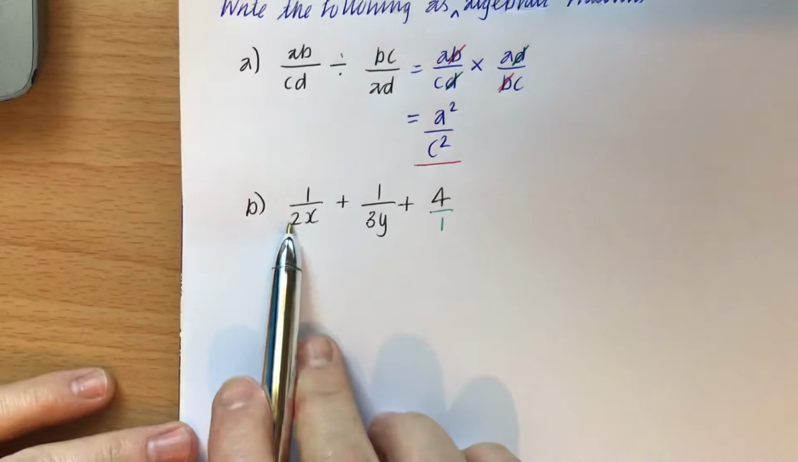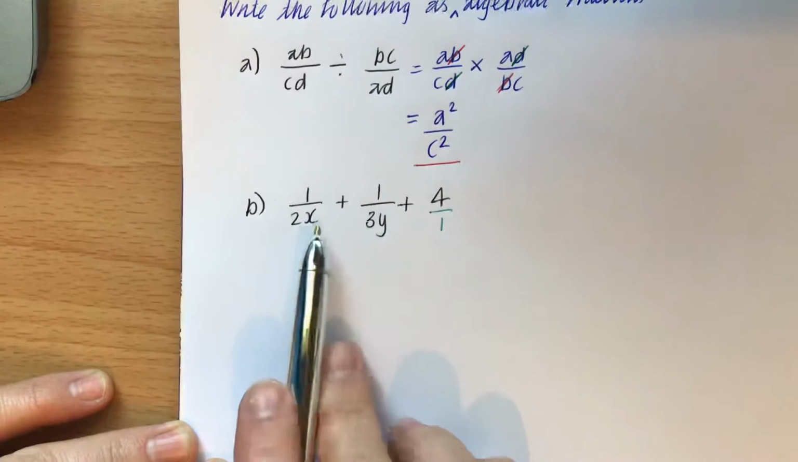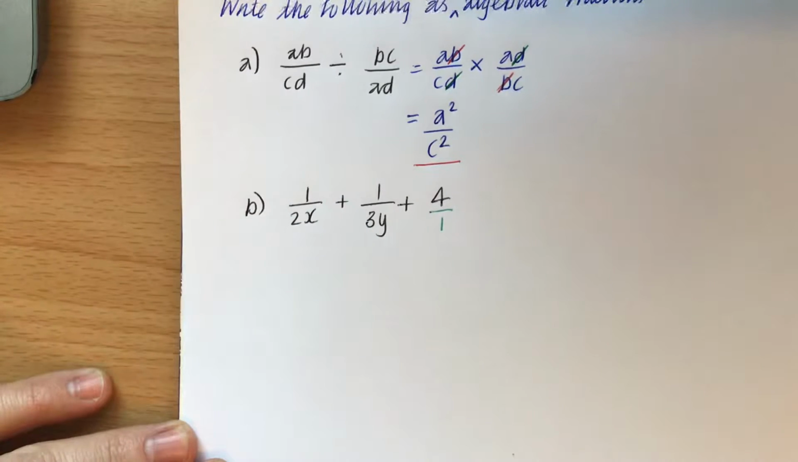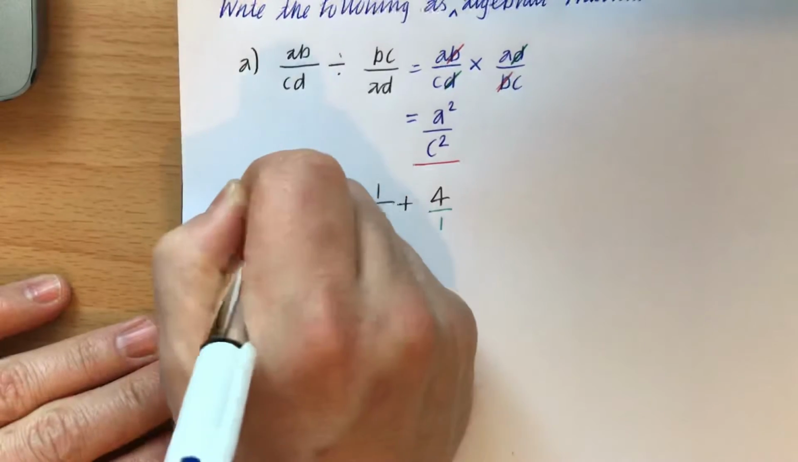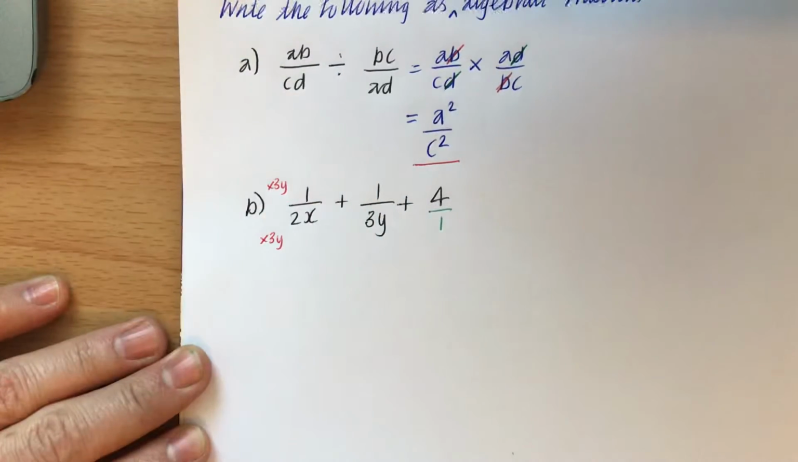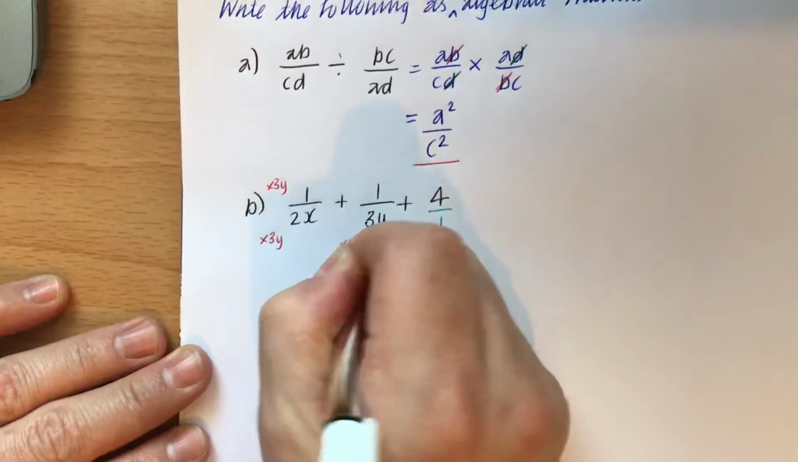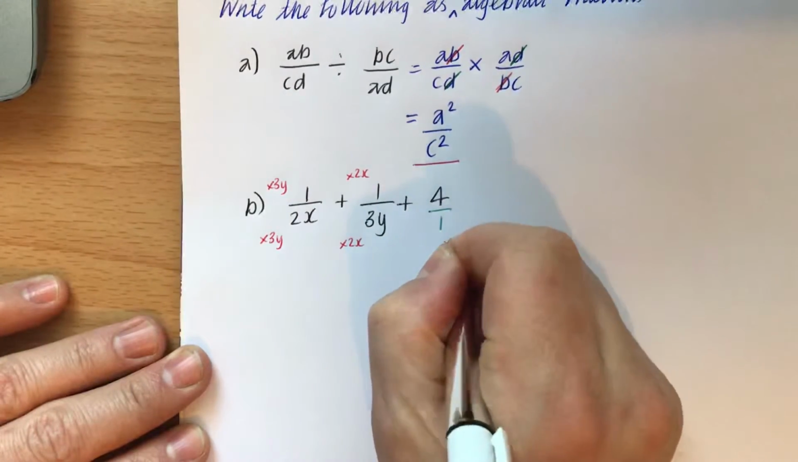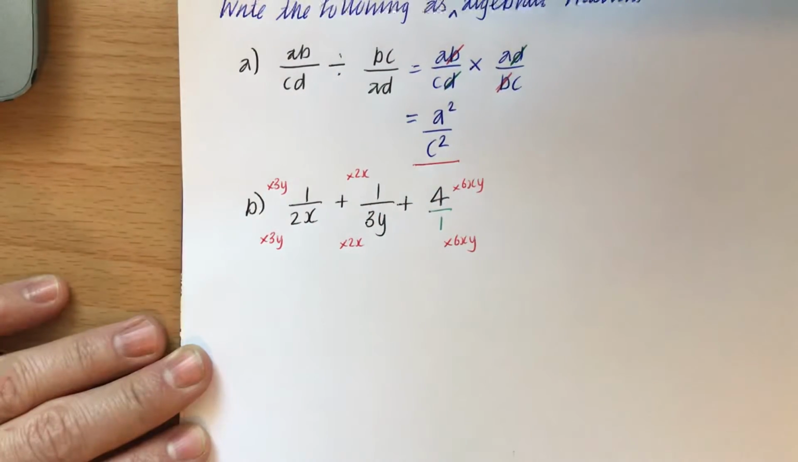So 2 and 3, the common denominator would be a 6. X and y, they're different, there's nothing in common there, so xy. So our common denominator would be 6xy. So this first fraction we would need to times by 3y on the numerator and denominator. The second fraction we would need to times by 2x, numerator and denominator. And this last fraction we would need to times by 6xy and 6xy.